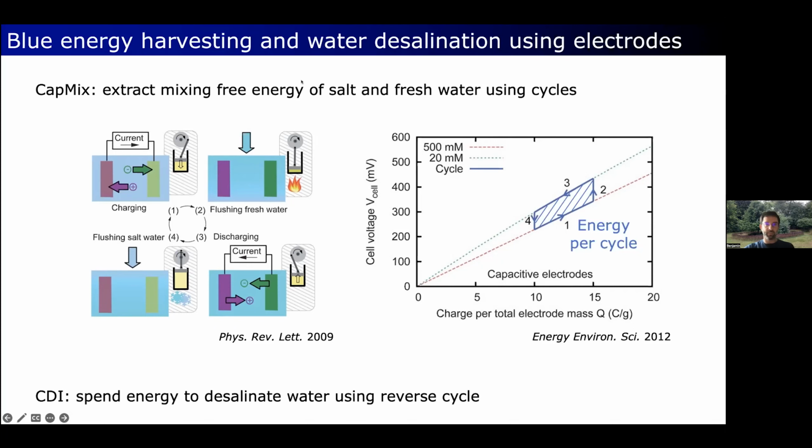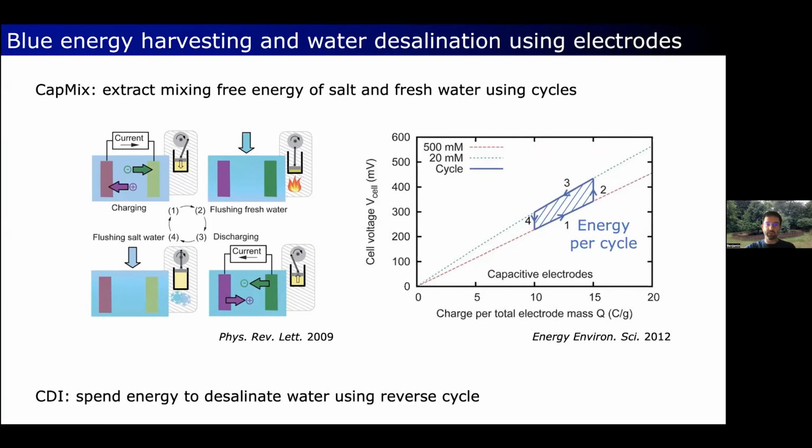That's the case, for example, when river water goes into the ocean. There is a lot of free energy, which corresponds to the mixing free energy that is dissipated, and there have been various attempts to extract that mixing free energy. One of them is capacitive mixing, which involves cycles where you charge and discharge the electrodes and change the electrolyte between them during the charge and discharge.